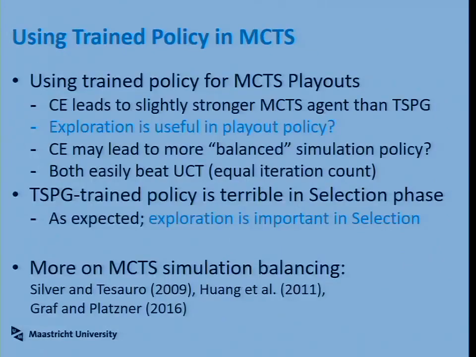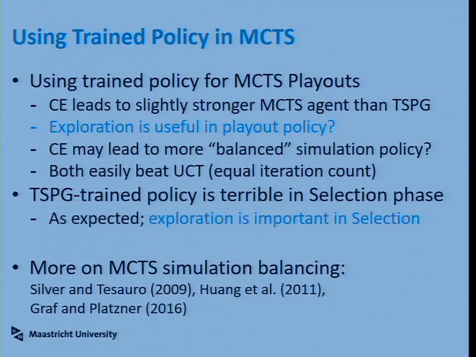So we've also tried to use these trained policies inside MCTS. I've tried it very briefly to put them inside the selection phase. I didn't expect it to work. It doesn't work. You need exploration in your selection phase. So if you put a policy in there which doesn't explore, then that's terrible. Don't do that at home.